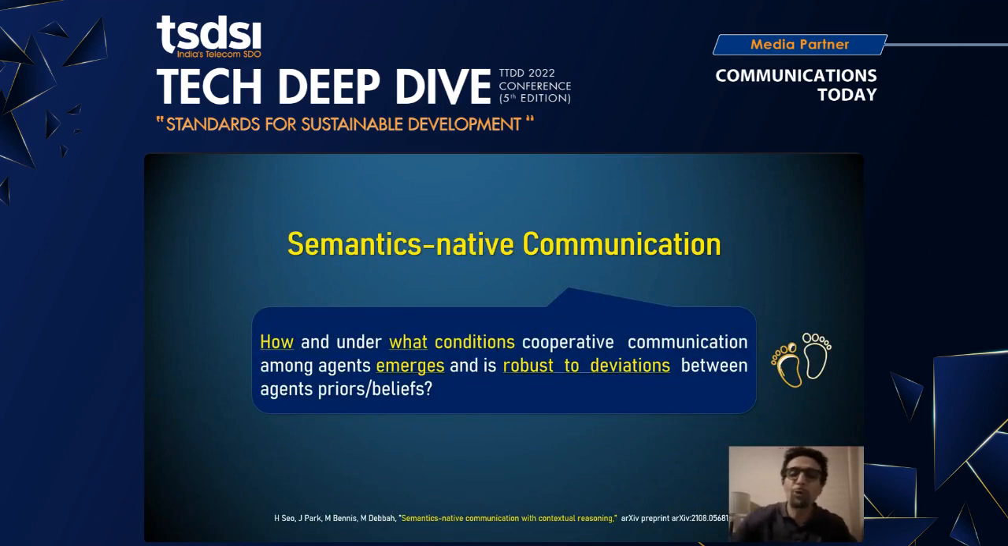So let me walk you through 2 baby steps, works that reflect a bit what I've just said. So the first one is really about semantics-native communication. Here I have 2 agents that want to communicate. So I have a speaker, I have a listener, and they want to really converge towards a mutual context, which will be tantamount to them having really successfully communicated, right?